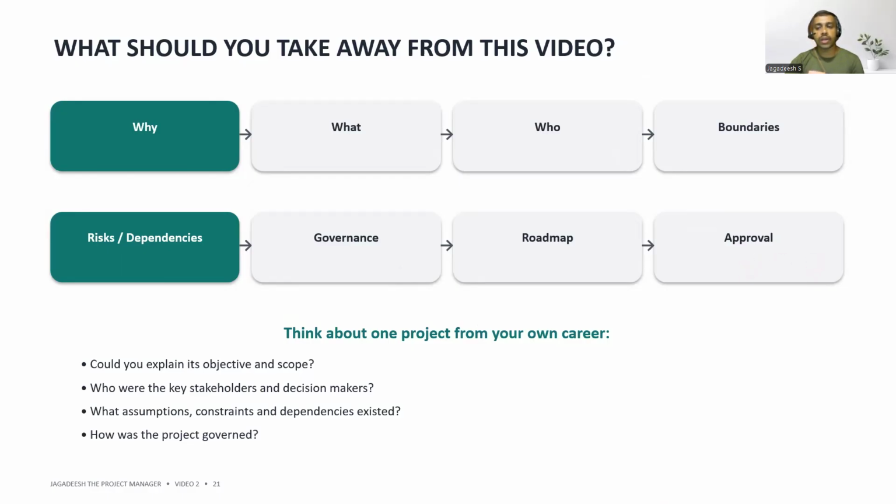Now, think about one project from your own career and see if you can answer these questions. That is what I want you to use this series for. Not just to learn concepts, but to organize your own experience into a story you can confidently explain. Audience, the question would be: if you can explain the initiation elements using your own project, you are much closer to answering a real project manager interview question.